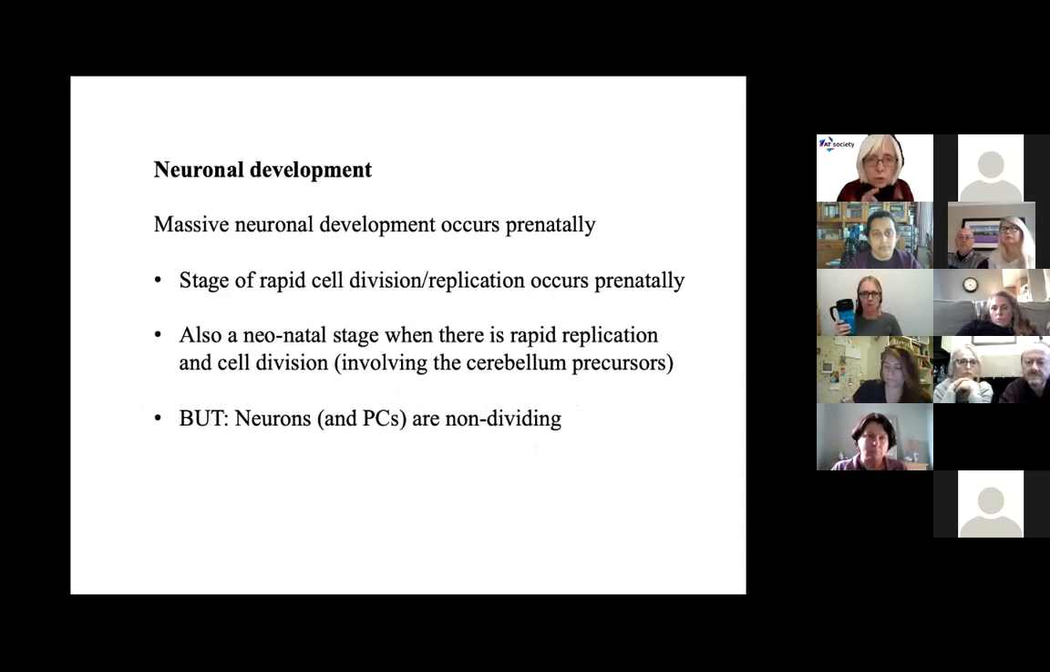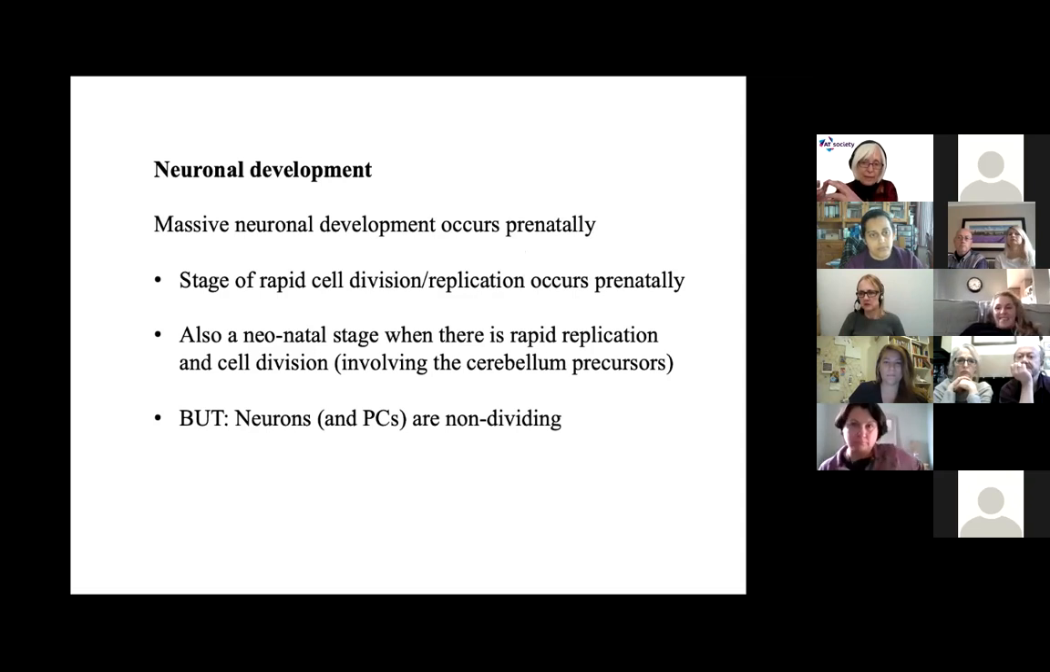So to talk about neuronal development, we can think of 3 stages. And I should say I'm not a neurobiologist, so this is all thinking about it from the concept of ATM. There's massive neuronal development that occurs prenatally. When you think about it, kids are born with relatively large heads compared to what they're going to be as an adult, compared to the limbs, which are going to grow hugely. So there's a lot of prenatal development.